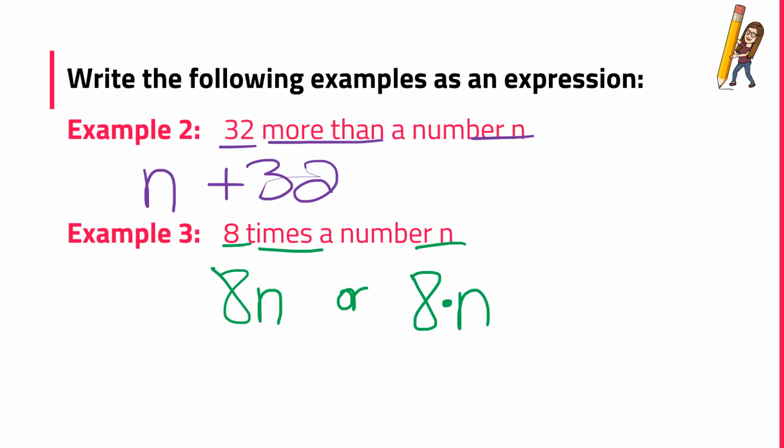Here's what's not okay. Please do not write 8 times n. I know that's the first thing you learn in elementary school, but now that we're dealing with variables, that looks like 8xn, and that could mean something totally different. So we want the number and letter to be next to each other or with a dot.